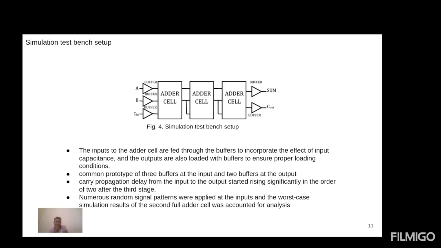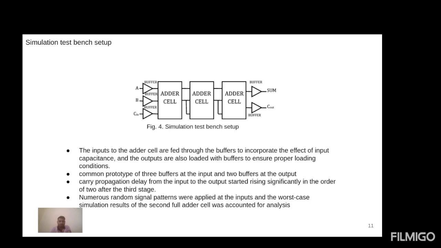With the common prototype of 3 buffers at the input and 2 buffers at the output, the carry propagation delay from the input to the output started rising significantly after the first stage. Numerous random signal patterns were applied at the inputs, and the worst-case simulation results of the second full adder cell were accounted for analysis.